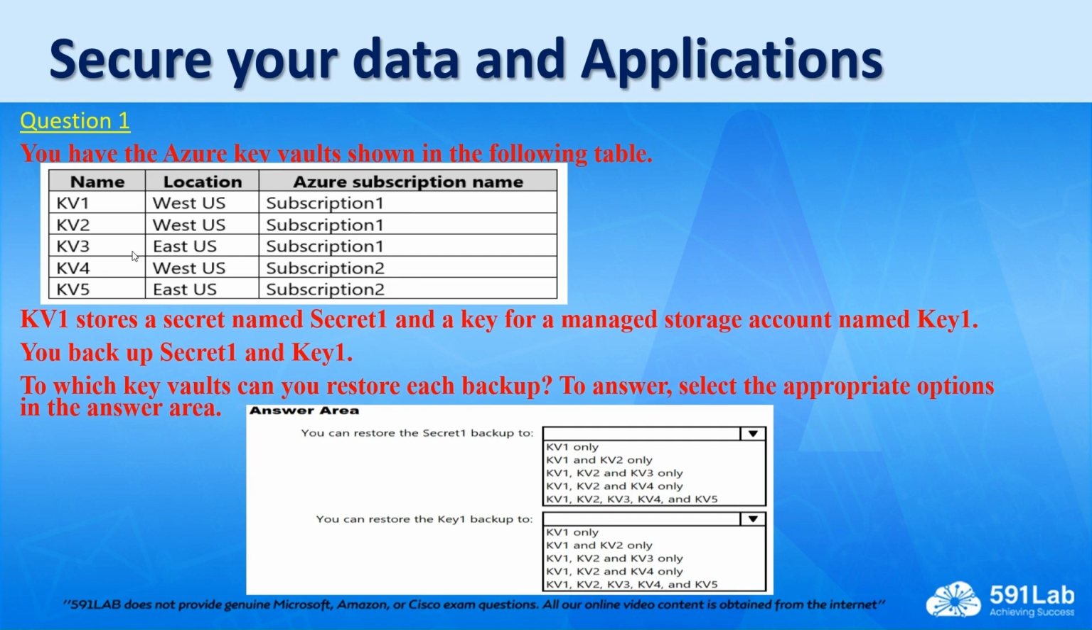So the question proceeds. Key Vault 1, which is in West US and in Subscription 1, stores a secret named Secret 1 and the key for a managed storage account named Key 1. You back up Secret 1 and Key 1. Now the question comes, to which Key Vaults can you restore each backup? So you're required to select the appropriate option in the answer area as provided herein. So before we answer the question, let's first of all try to understand what Azure Key Vault is.